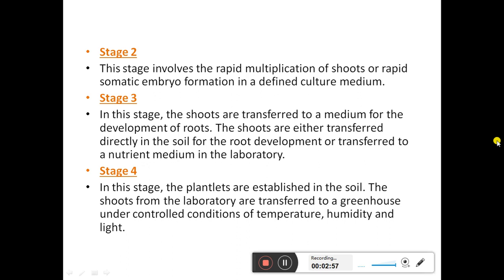Stage 2 involves the rapid multiplication of the shoots or rapid somatic embryo formation in a defined culture medium. Stage 3: in this stage, the shoots are transferred to a medium for the development of roots. The shoots are either transferred directly to the soil for root development or transferred to a nutrient medium for the development. Stage 4: in this stage, the plantlets are established in the soil. The plantlets from the laboratory are transferred to a greenhouse under controlled conditions of temperature, humidity and light.